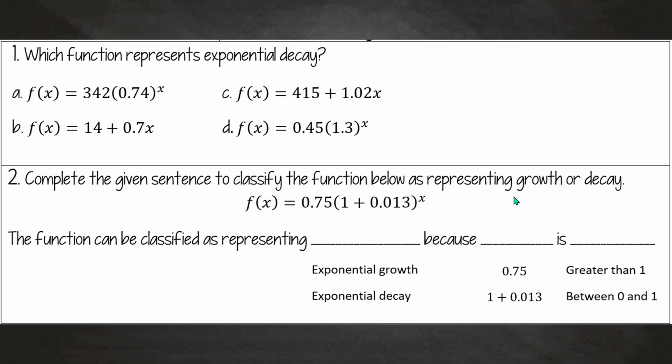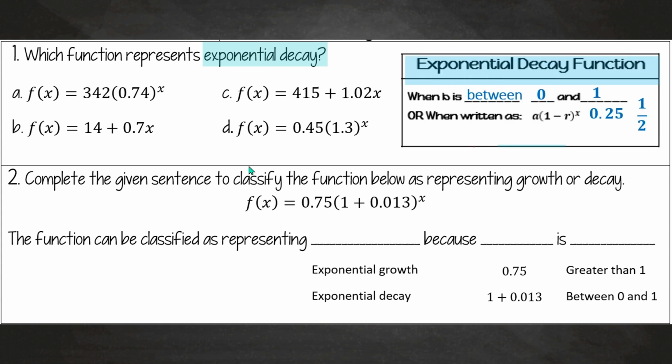All right, so this first question on the study guide asks which function represents exponential decay? Well, decay is when our b is between 0 and 1, or you can look at it as when I am subtracting a rate or something from 1. So if I'm looking at these four options, A, B, C, and D, I am looking for a b term that is between 0 and 1.